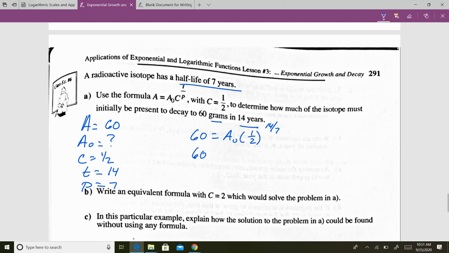What's 14 divided by 7? 2. 1/2 squared is 1/4. How did I get rid of the 4? Multiply it up. 60 times 4 is 240. 240 grams was initially present.